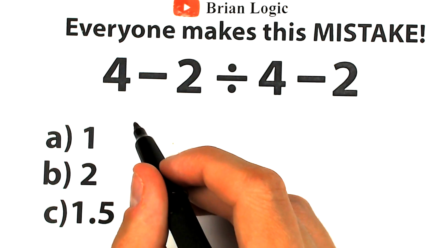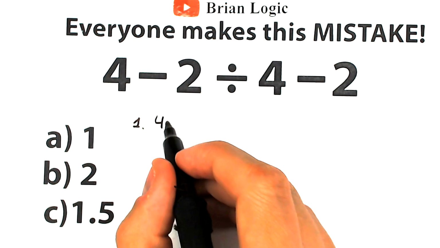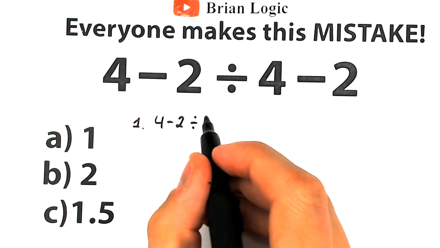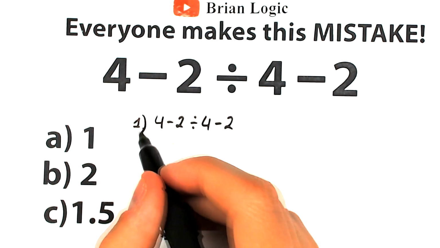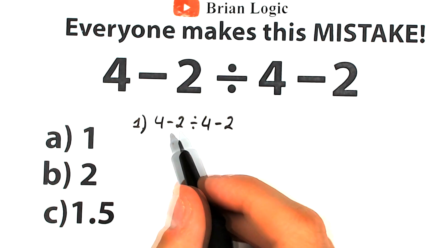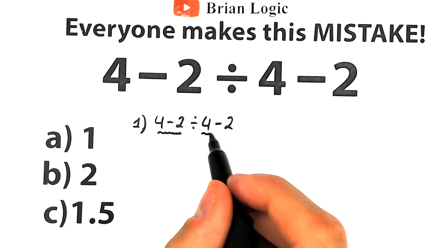First of all, I want to start with this first interpretation. A lot of students solve this question like that. So we have 4 minus 2 divided by 4 minus 2. Here is our challenge. A lot of students say, okay, we have the same expression on the left and right hand side of this division sign. On the left hand side we have 4 minus 2, on the right hand side we have 4 minus 2.